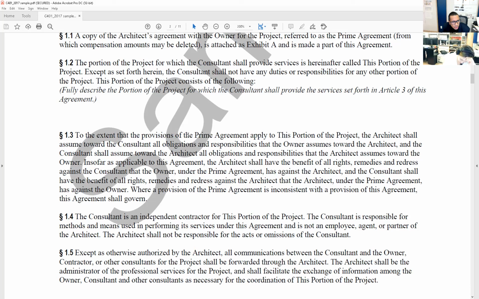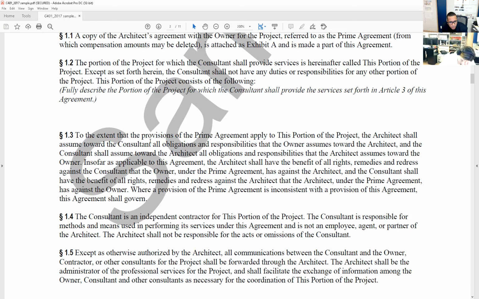Insofar as applicable to this agreement, the architect shall have the benefit of all rights, remedies, and redress, I've never heard of that word, against the consultant that the owner under the prime agreement has against the architect, and the consultant shall have the benefit of all rights, remedies, and redress against the architect that the architect under the prime agreement has against the owner. Where a provision of the prime agreement is inconsistent with a provision of this agreement, this agreement shall govern.